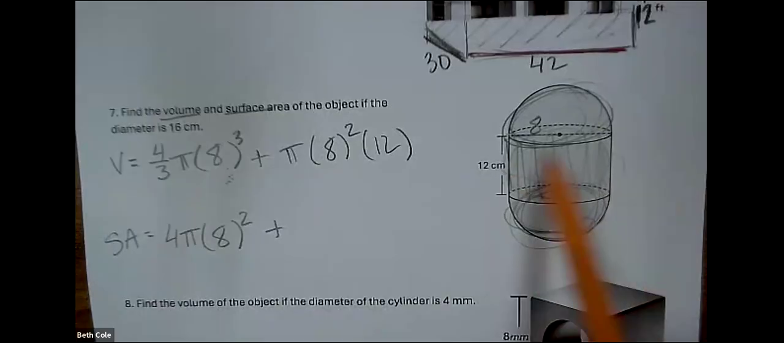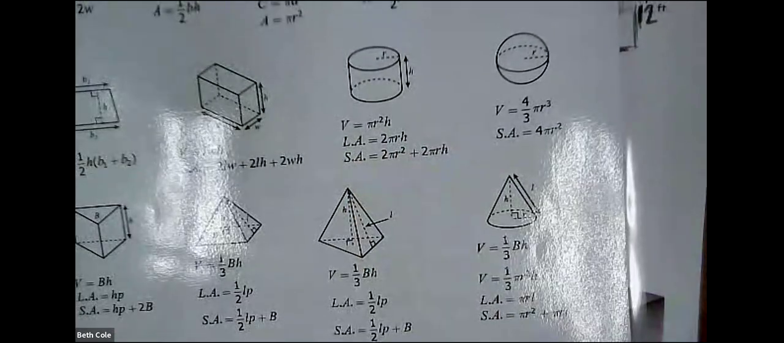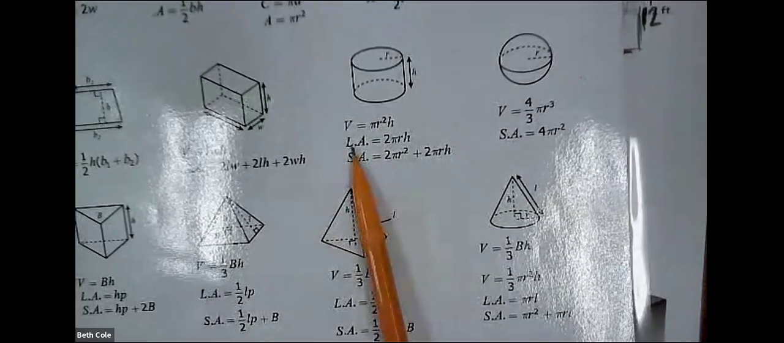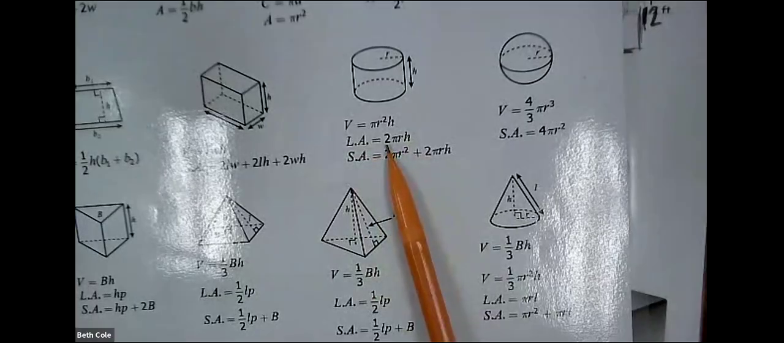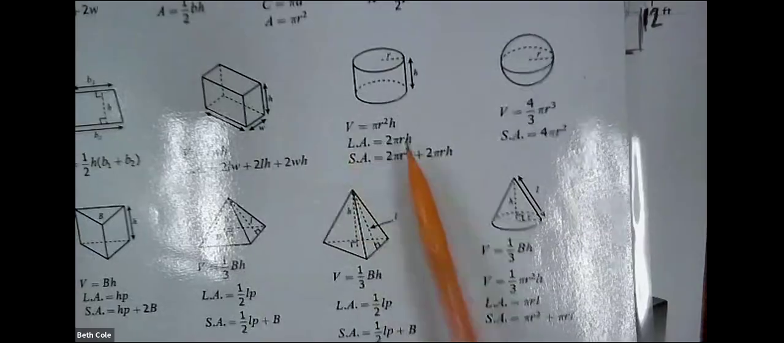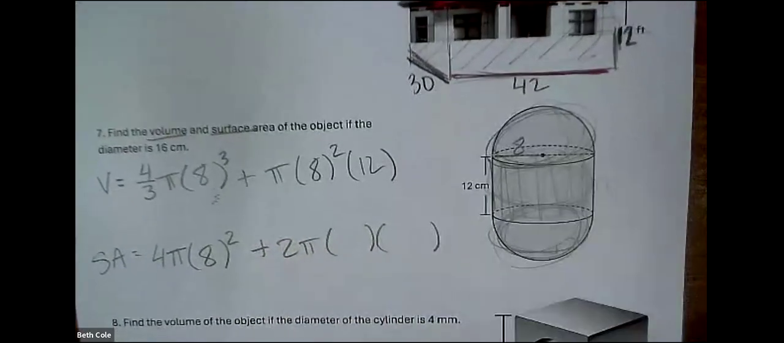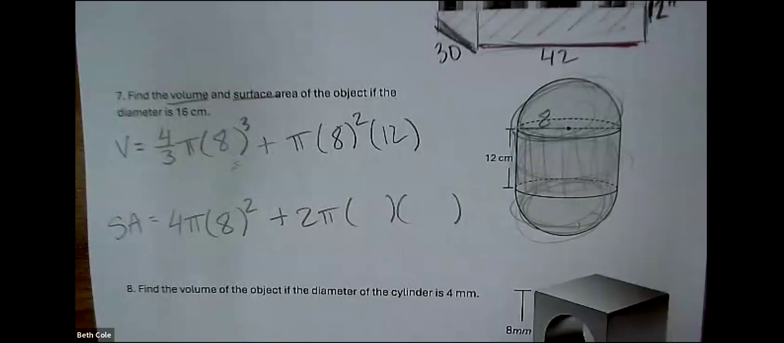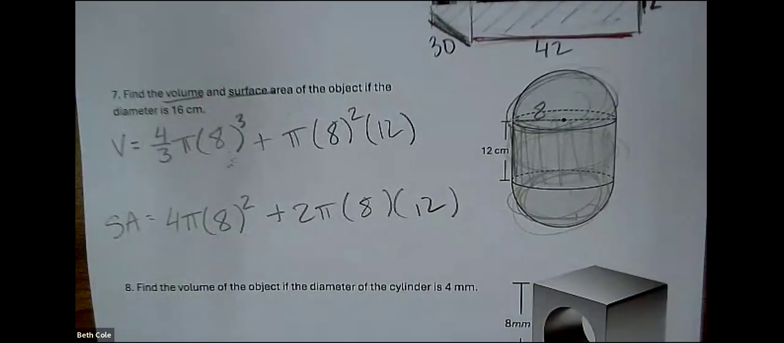Plus, now this is tricky. For the cylinder, you only want this part around the outside. You don't want the top and the bottom because that's where they're connected. So when you find your cylinder, do you see where it says LA? That is lateral area. That's just the amount around the outside. So that's the one we want. It is 2 pi rh. So plus 2 pi, r is 8, and height is 12. Whatever that is in the calculator, that's your answer.